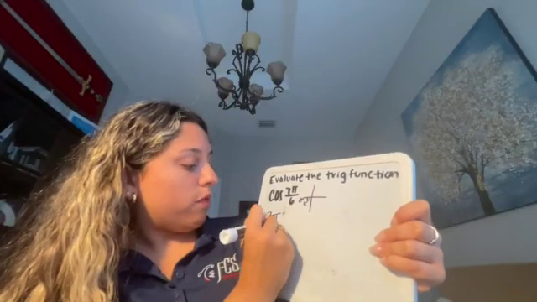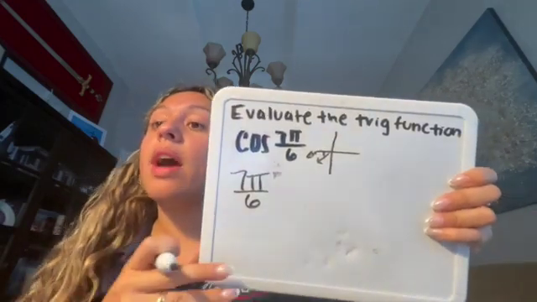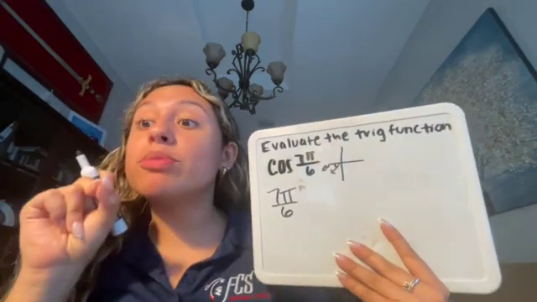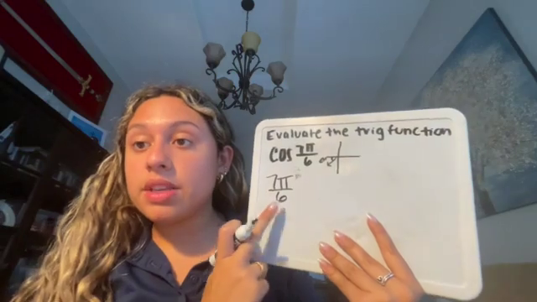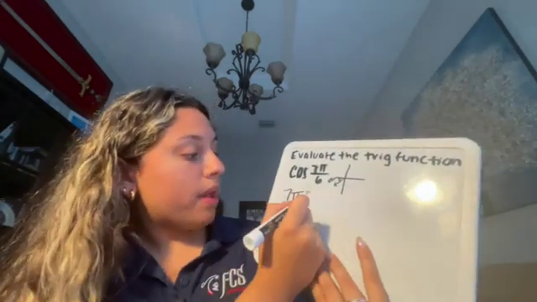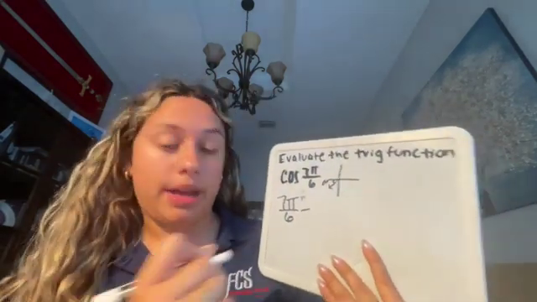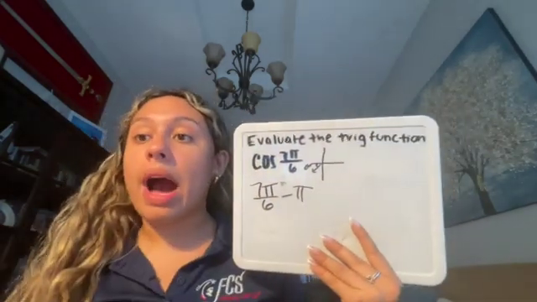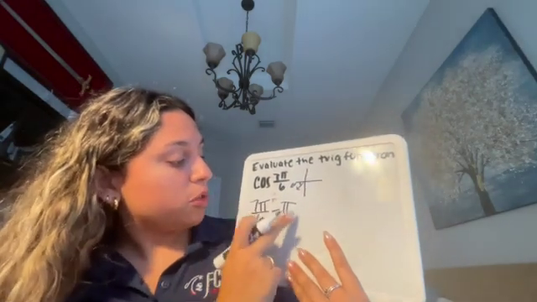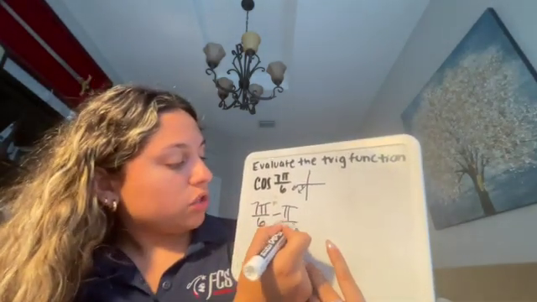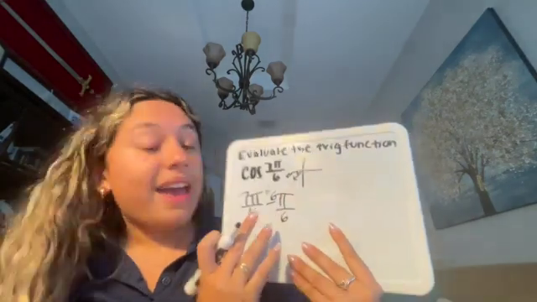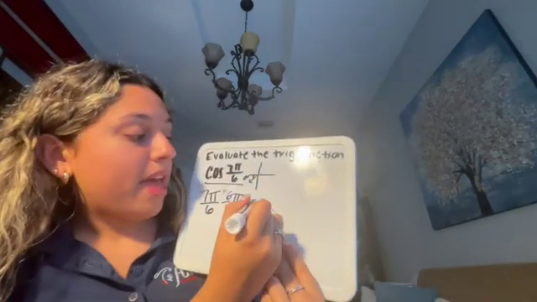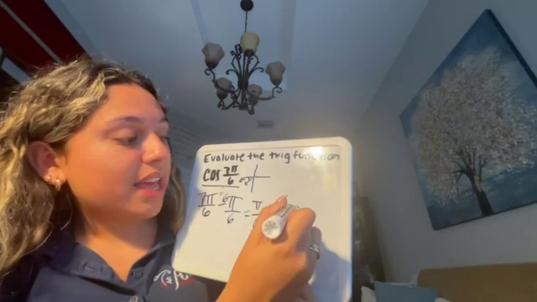7 pi over 6. And you have to recall the formulas Edana had mentioned. So since this is closest to 180, you subtract 180 from this original angle. And 180 in radians is pi. But wait, they have to have the same denominator in order to be subtracted. So you multiply by 6 in order to have the same denominator. So 6 pi on the top, and now you can subtract. 7 pi minus 6 pi is pi. And now you have the reference angle.